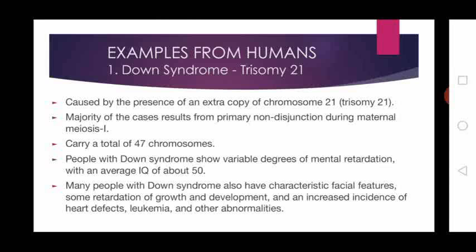People with Down syndrome show variable degrees of mental retardation with an average IQ of about 50. Many people with Down syndrome also have characteristic facial features, some retardation of growth and development, and an increased incidence of heart defects, leukemia and other abnormalities. So individuals with Down syndrome have several characteristic facial features, retardation in growth and development, and increased risk of some diseases, heart defects, leukemia, etc.